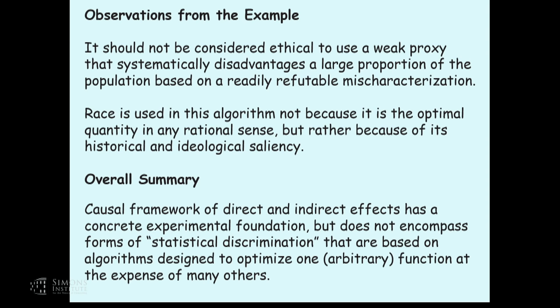This framework that we use in causal inference for direct and indirect effects has some advantages and has this experimental foundation that you could do experiments in order to test for this direct discrimination, but it doesn't do very well for this kind of statistical discrimination that's involved in what you know previously about people and what assumptions you make about distributions that people come from.